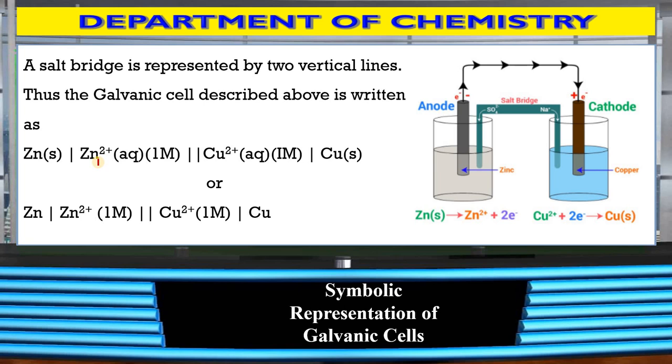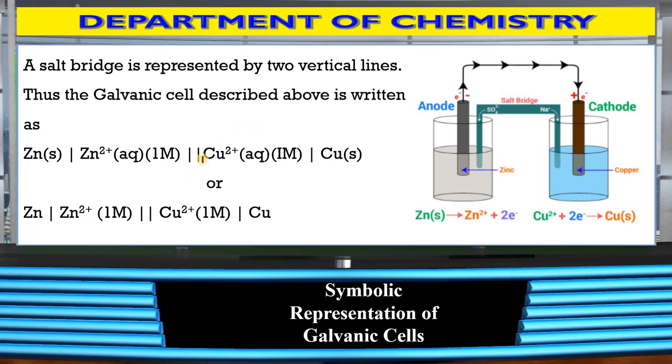In zinc sulfate solution, Zn plus 2 ions are there. So zinc is present as Zn plus 2 in zinc sulfate, in aqueous form with a concentration of 1 molar. And this is the second compartment, the cathode compartment: Cu plus 2 ion in aqueous solution with a concentration of 1 molar. The rod dipped in that solution is made of copper in solid state, and a single vertical line is used to represent the difference between the phases of copper and Cu plus 2 ion.